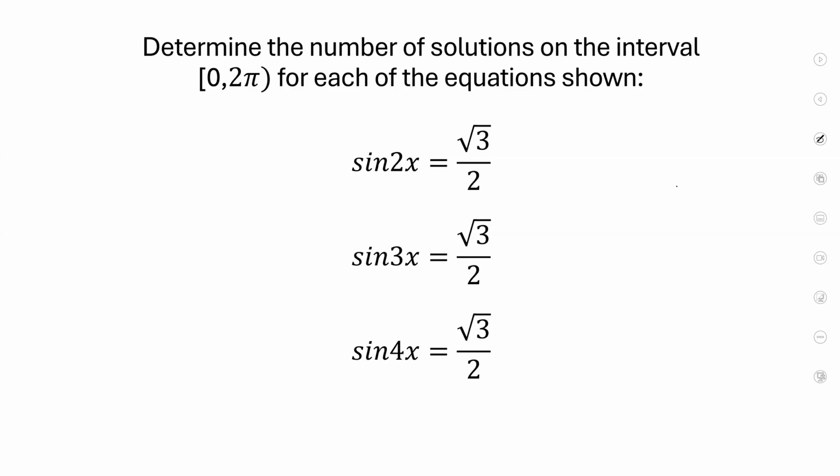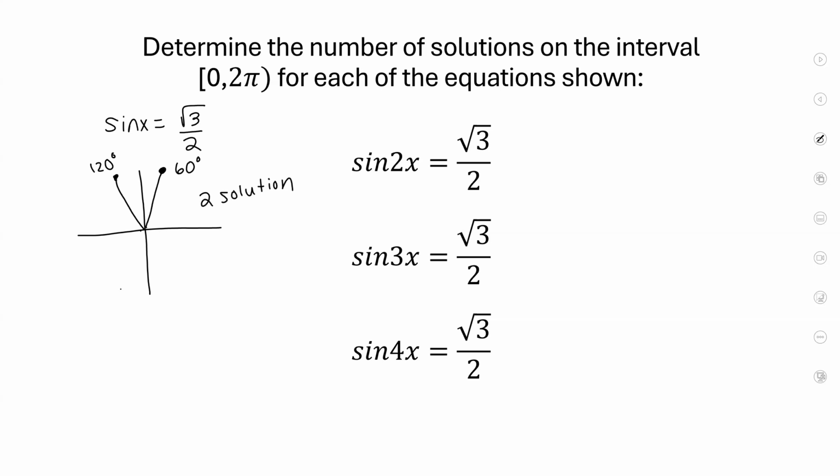Let's talk about it. So before I get started, let's just think about regular sine x equaling square root of 3 over 2. If you think about the unit circle, that is right here and right here. What is this? 60 degrees and 120 degrees. Okay, so how many solutions is that? Yep, there's 2 solutions. Well, because I'm not counting the negative ones. I just want positive square root of 3 over 2. So 2 solutions within this interval, correct?